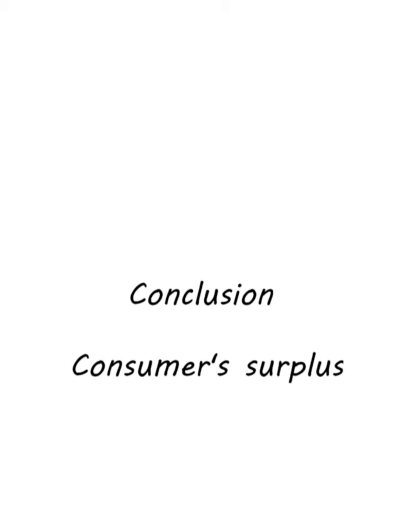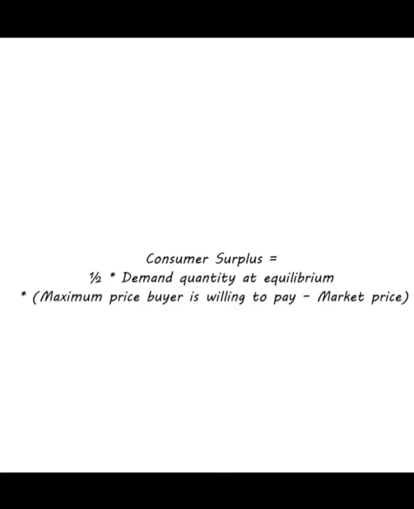In conclusion, consumer surplus, also called social surplus, in economics, is the difference between the price a consumer pays for an item and the price he would be willing to pay rather than do without it. It is the excess of social valuation of a product over the price actually paid. The consumer surplus formula for multiple consumers can be expressed as follows: consumer surplus equals half of demand quantity at equilibrium times the maximum price the buyer is willing to pay minus the market price.